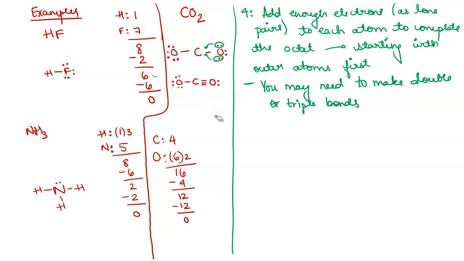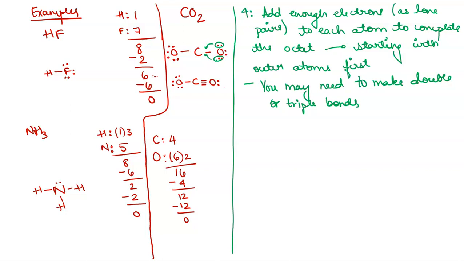Well, do we have an octet for all of our atoms now? Yes, we do, right? The oxygen on the left has a complete octet. The carbon has a complete octet, and the oxygen on the right has a complete octet too. So this is now a good Lewis structure. You are okay to leave this structure as is.